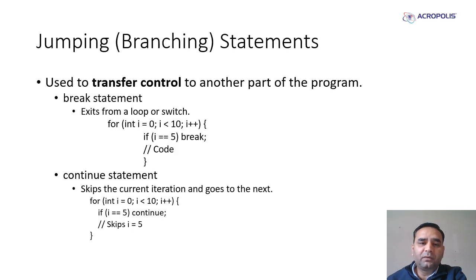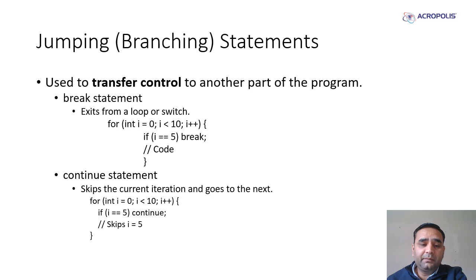Then we have jumping or branching statements. So these are three statements: break, continue, and the goto statement. The break statement is used to break the execution of a particular loop or a block at a particular condition. Whenever the if condition is met, it will break, or it will go out of that block immediately.